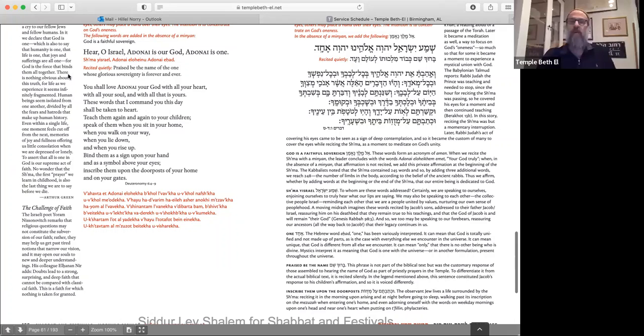For example, in the Amidah, we sometimes say Sim Shalom, and we sometimes say Shalom Rav. Sim Shalom in the mornings, and Shalom Rav in the evenings. The Shema is said at Shacharit, in the Shacharit service, and it's said in Maariv, or at bedtime in the evening.